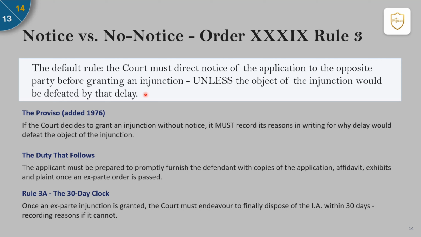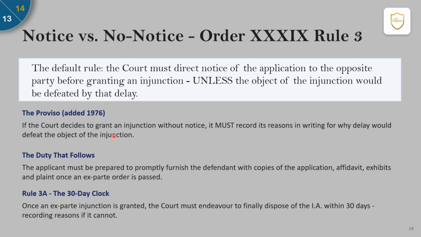A proviso which was added in 1976 makes this stricter. If the court decides to grant relief without notice, it must record its reasons in writing, and it is not optional. The court has to vacate ex parte injunctions purely because this requirement was not properly satisfied by the applicant.